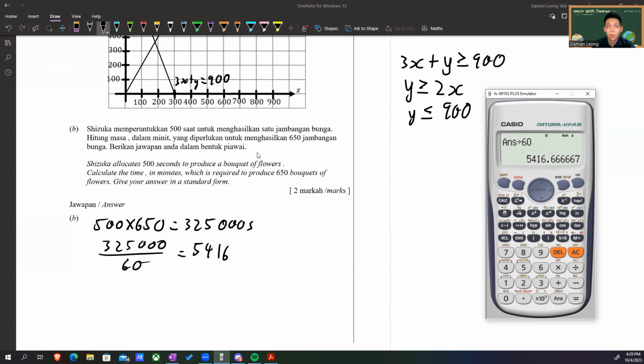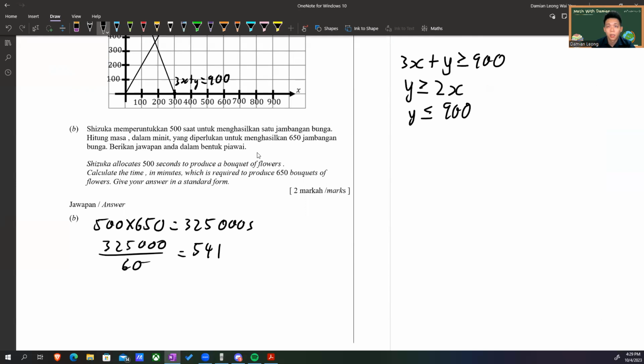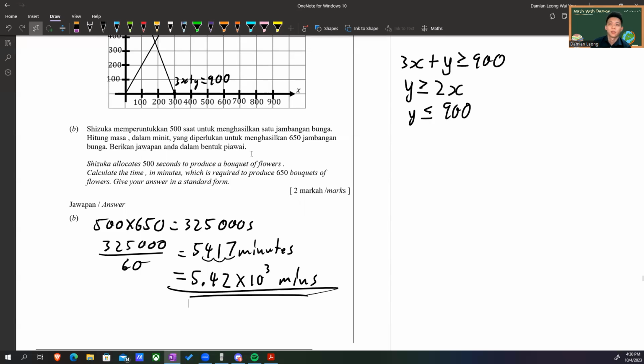5,416.67 minutes. So if I want to change this to standard form, so let's just round off three significant figures. So 5.42 times 10 to the power, I move 1, 2, 3 space to the left means times 10 to the power 3 minutes. Yeah, that's in standard form.